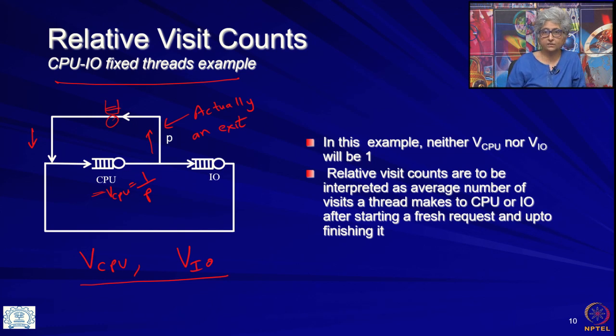The only thing that I wanted to point out is that neither VCPU nor VIO is going to be one. There is going to be no node here relative to which the other visits are calculated. They are both going to be more than one, okay. So relative visit counts here are to be interpreted as the average number of visits a thread makes to CPU or IO after starting a fresh request and up to finishing it, and we expect to just get these numbers as parameters to our closed queuing network, okay.